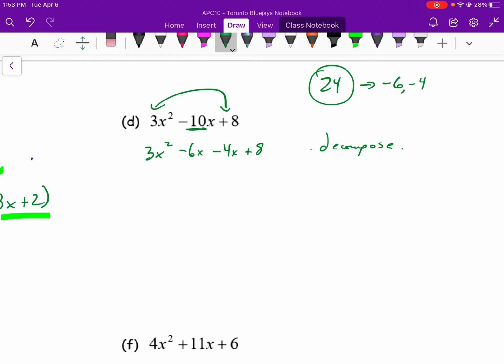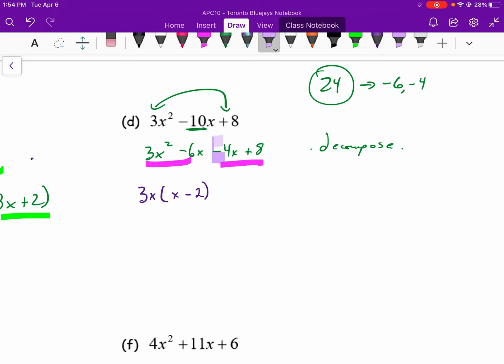Now, this question has something new in it, but we don't know that yet. So I'm going to break this up here and here in pairs, just like we've done before. Now, in my first pair, what is the greatest common factor? My greatest common factor is 3x. If I factor out 3x from that first pair, I'm left with x minus 2. We're good.